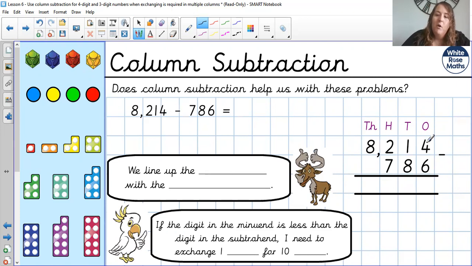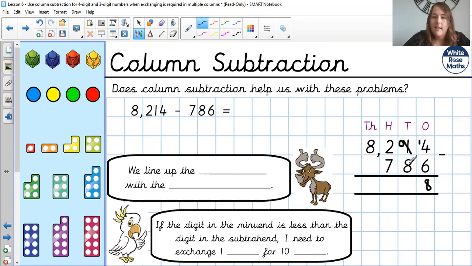Okay, 4 take away 6 first of all, I can't do that. So I'm going to be crossing out my 110, leaving 0, and pop my 1 next to my 4. So I've got 14 ones, 14 take away 6, or starting with 6, counting up, 7, 8, 9, 10, 11, 12, 13, 14, leaves me with 8.